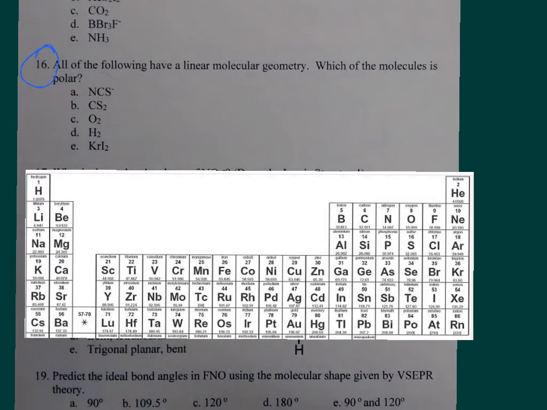Alright, on to 16. They want to know which of these would have linear molecular geometry. And remember, molecular geometry means a sub-geometry, not a main shape. But it shouldn't make too big of a difference either way. So which of the following molecules is polar?